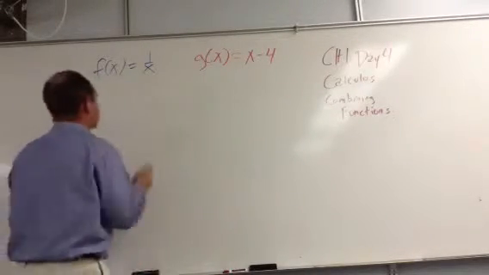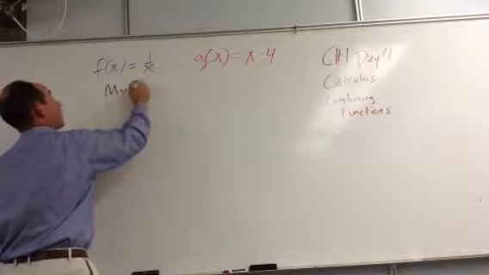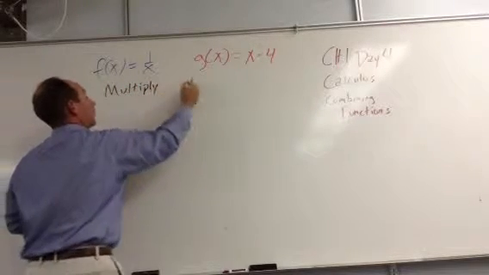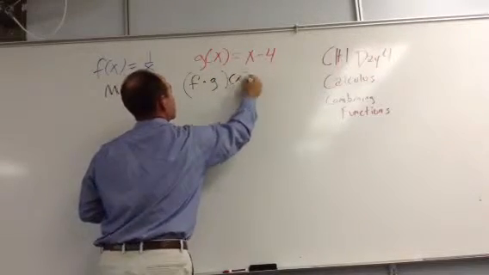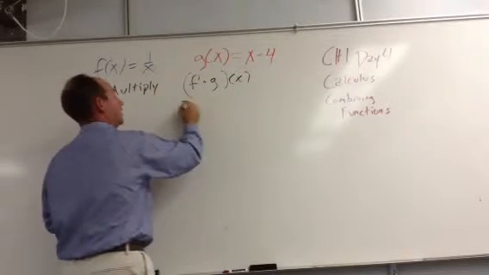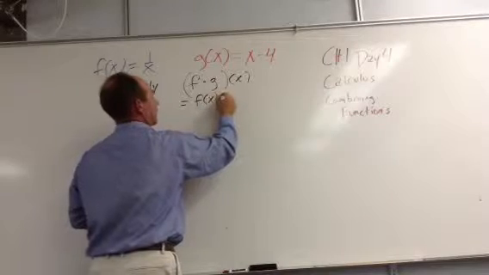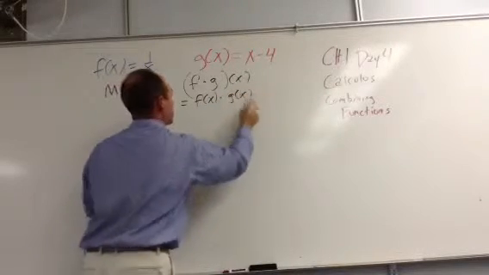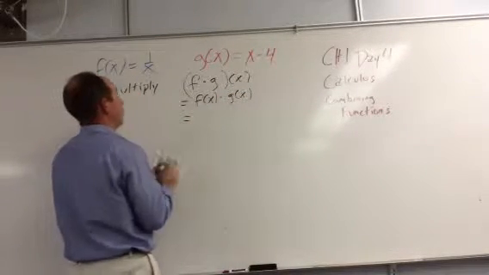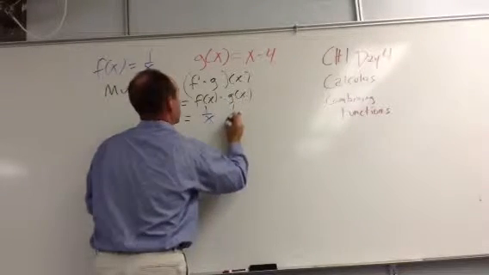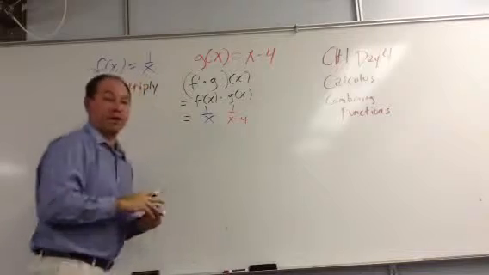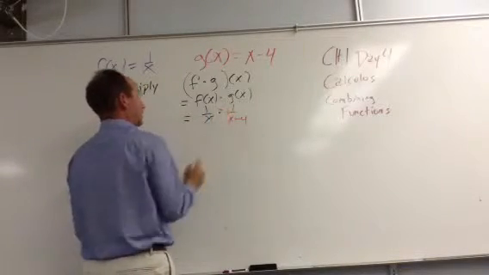So, to multiply, it will look like f times g of x. Okay? And in reality, that's the same thing as finding f of x and multiplying it by g of x. So, that will be 1 over x. And this will be x minus 4. And we will go ahead and multiply those two things.